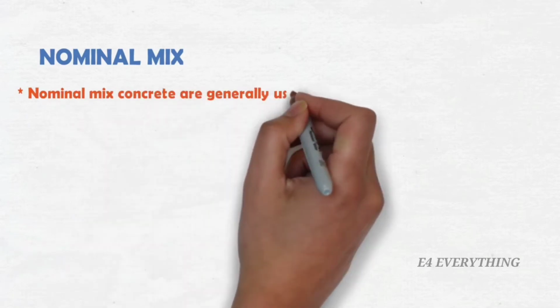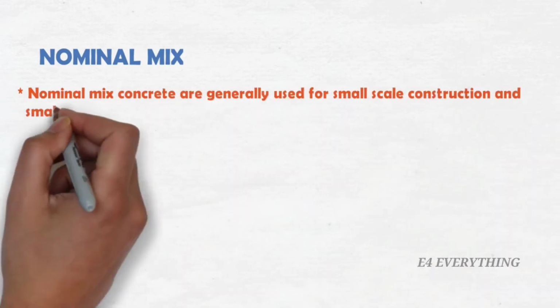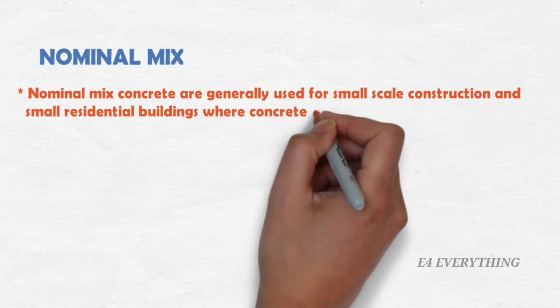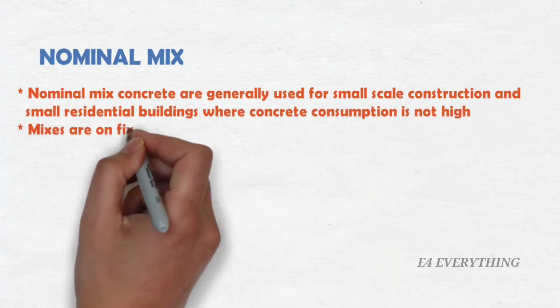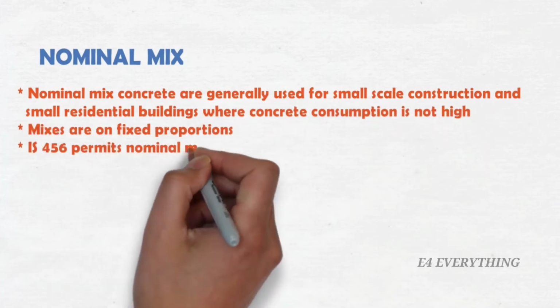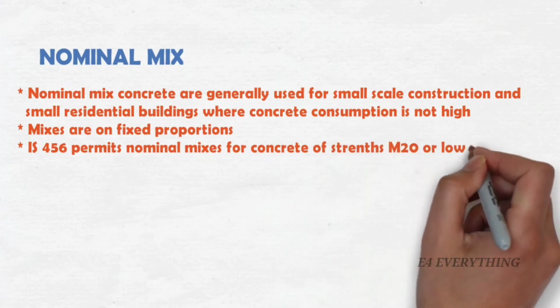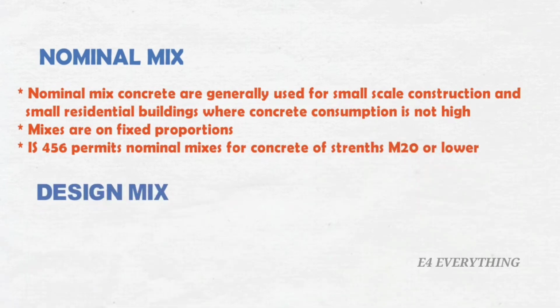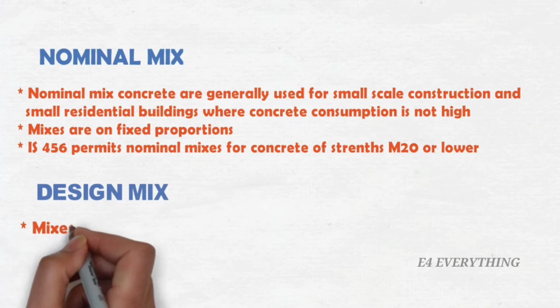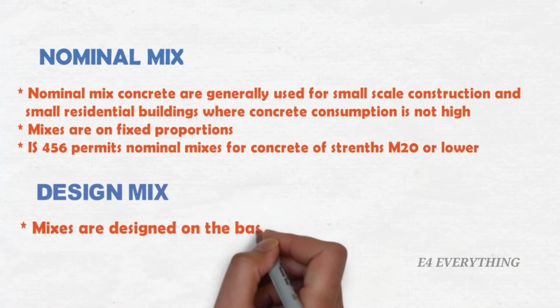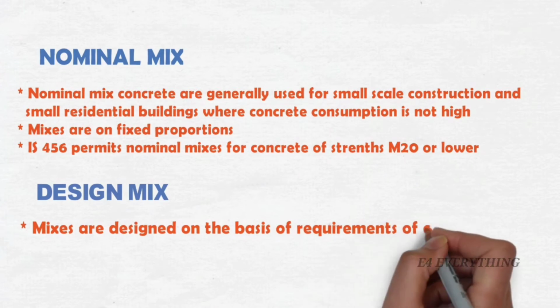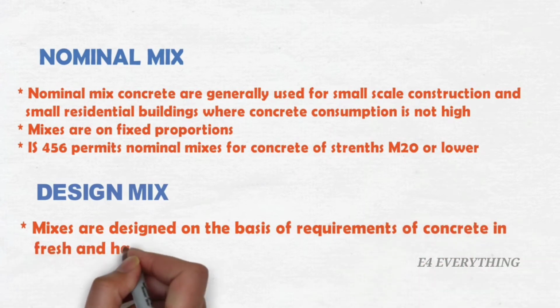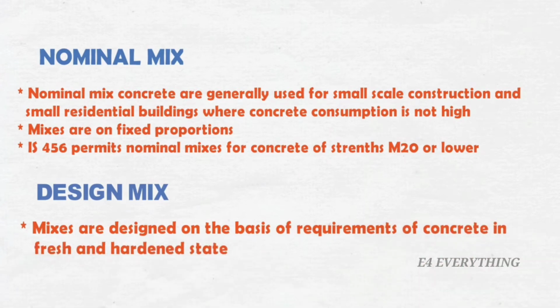Nominal mix concrete are generally used for small scale construction and small residential buildings where concrete consumption is not high. Mixes are on fixed proportions. IS 456 permits nominal mixes for concrete of strength M20 or lower. In design mix, mixes are designed on the basis of requirements of concrete in fresh and hardened state.